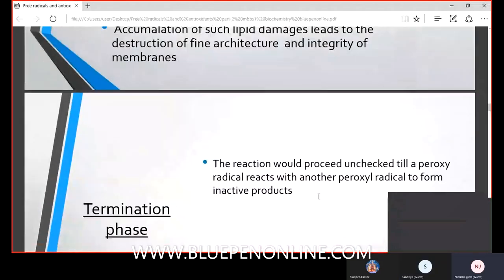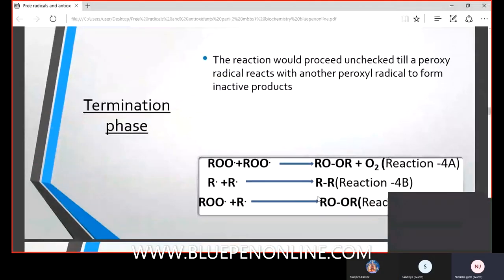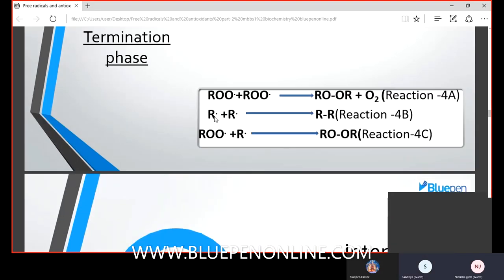Then how can we terminate this process? The termination phase. The reaction would proceed unchecked till a peroxyl radical reacts with another peroxyl radical to form inactive products. You can see from the reaction that ROO dot reacts with ROO dot, reaction 4A. And the carbon-centered free radical R dot plus R dot reacts and forms RR.